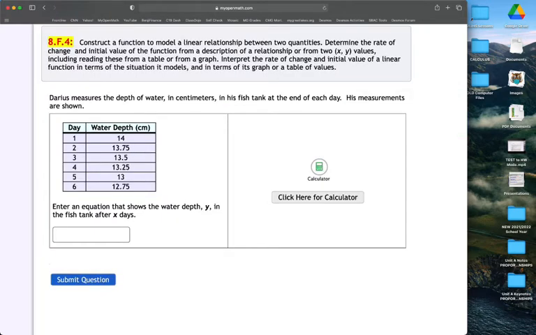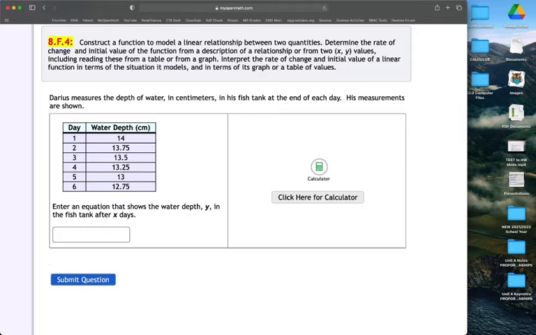Continuing with the types of problems that encompass the standard 8.F.4, where we are perhaps constructing a function or maybe being asked questions about the rate of change or initial value. Well, in this particular problem, Darius is measuring the depth in centimeters in his fish tank at the end of each day, and his measurements are shown in the table. So we're supposed to enter an equation that shows the water depth y in the fish tank after x days.